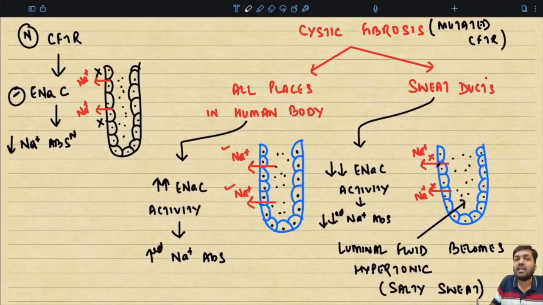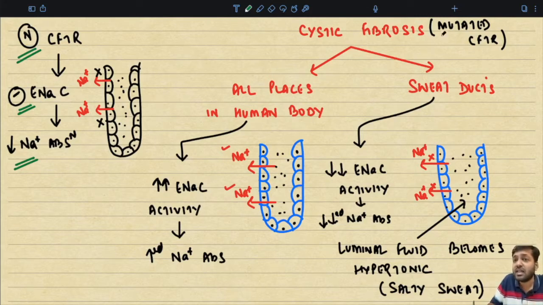So let us try and understand the etiopathogenesis. As I already explained to you, very importantly, if we see over here, normally the CFTR is inhibiting the epithelial sodium channel. Therefore they are decreasing the sodium absorption normally, but the inhibition is not that much. There is a normal amount of inhibition of the epithelial sodium channel.